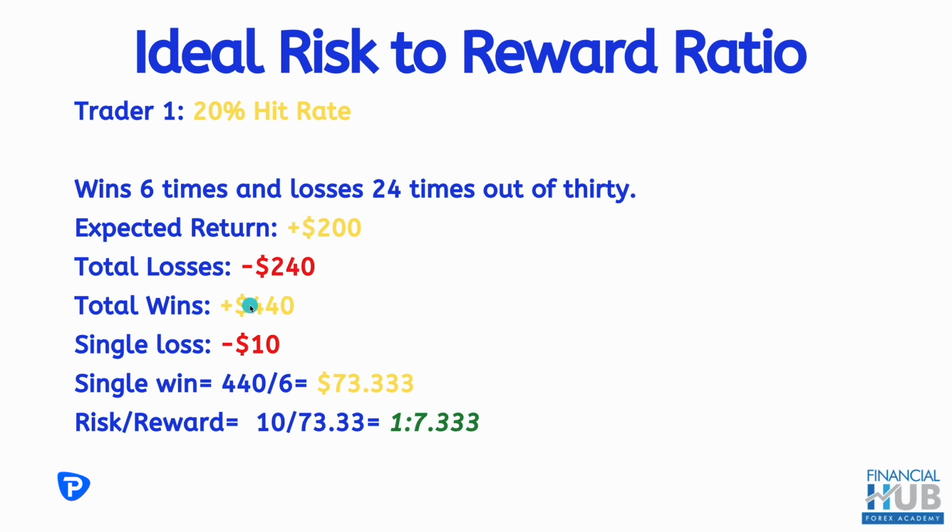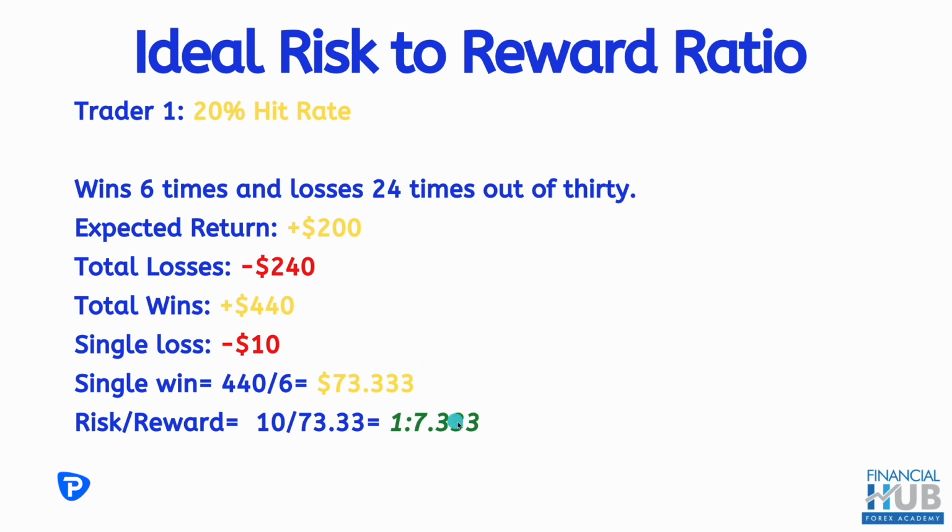So total wins is 440. We know our single loss is $10, that we know from the risk per trade. What about now the single win? So I need to make $440 from the 6 trades that I win here. So 440 divided by 6 trades, that brings me down to one single win should be an average of about $73.33. So if you do the risk reward ratio now, your risk is $10 and you expect to make $73 on your wins. That is simplified, 1:7.33 risk reward ratio.